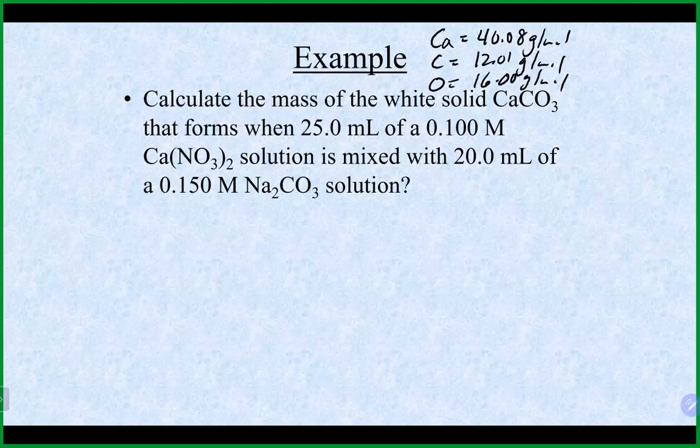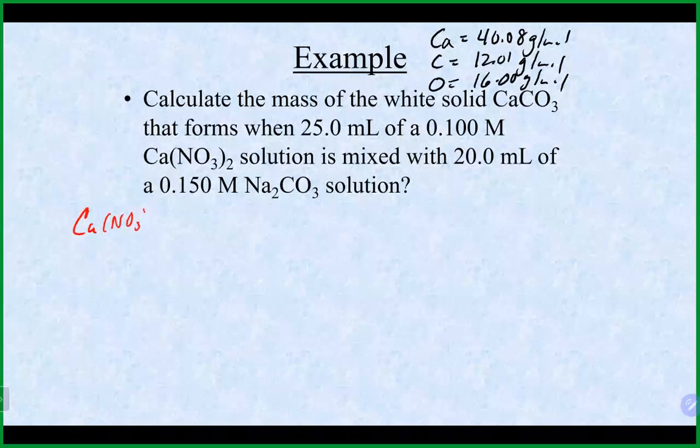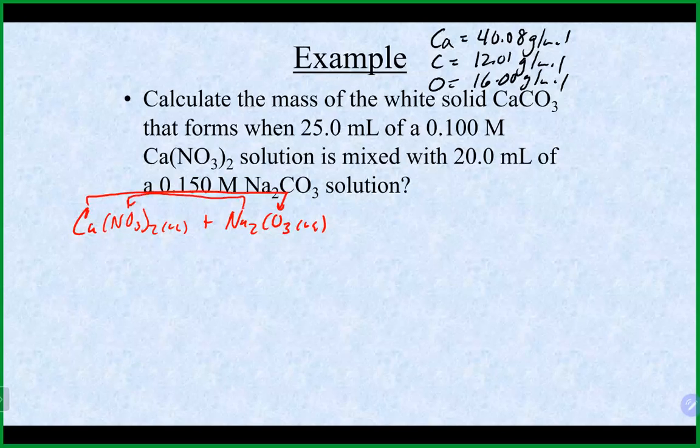So obviously we need to start with the equation. So in this case, we're going to take calcium nitrate and we're going to mix it with some sodium carbonate. Once again, you should be able to recognize this as a double displacement reaction. These two guys are going to switch partners. Once again, we want the right formula. So sodium +1, nitrate, once again, -1, going to give us just NaNO3.